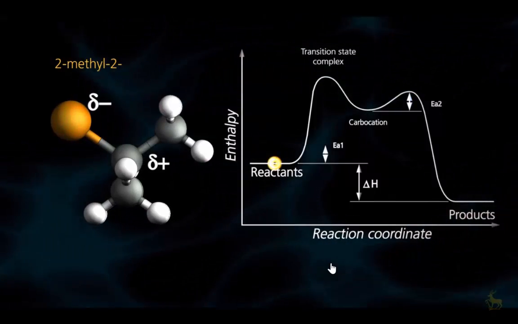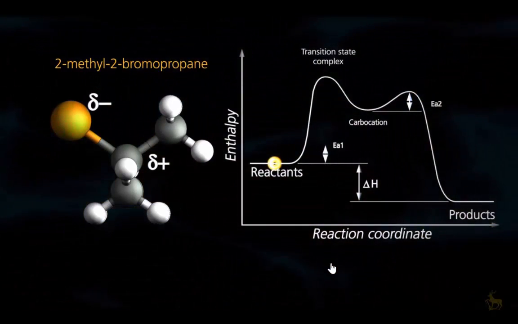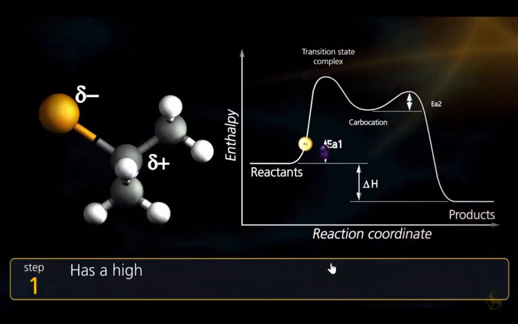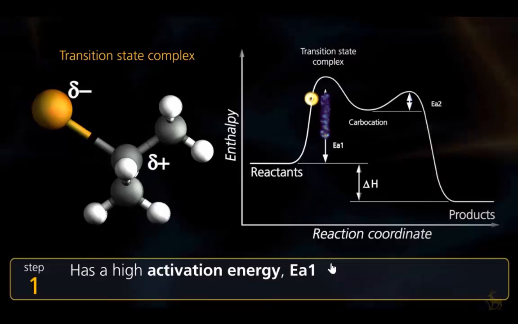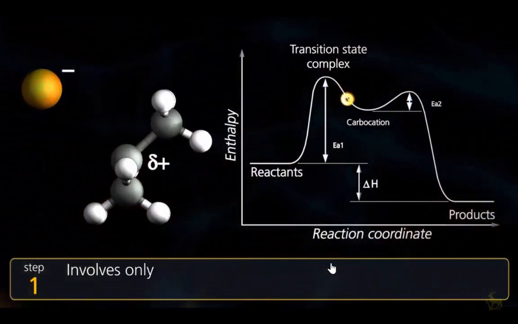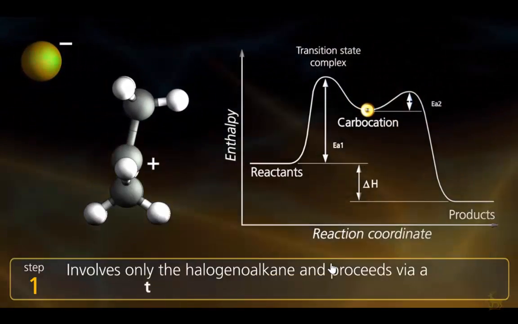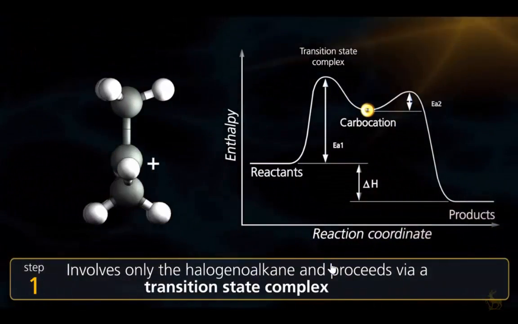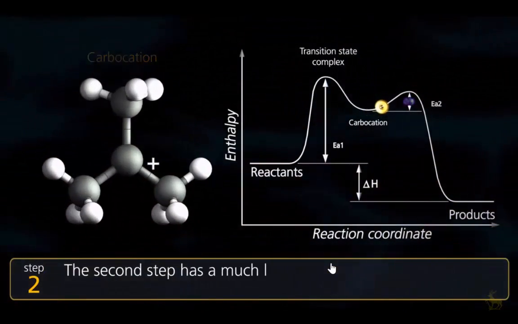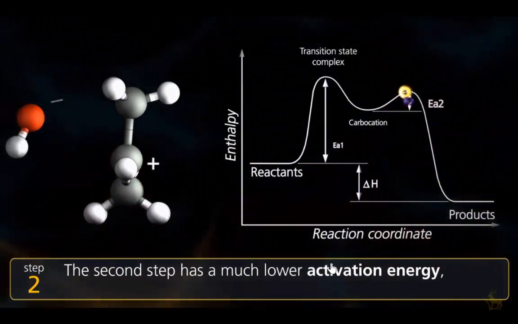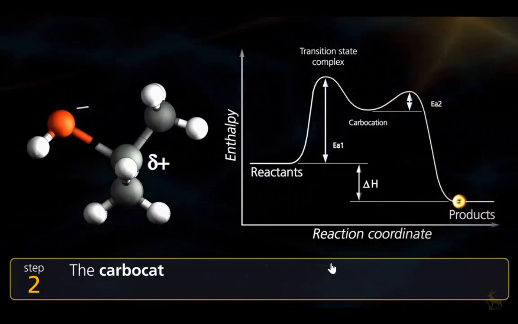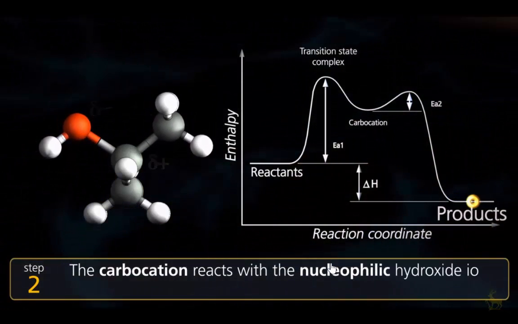It has a two-step enthalpy profile. So now we see our two-step camel hump. The first step, the heterolytic fission of the carbon-bromine bond, has a high activation energy, EA1, and therefore determines the rate of the reaction. The first step involves only the halogenalkane and proceeds via a transition state complex to form a carbocation. The second step has a much lower activation energy, EA2, and hence is considerably faster than the first step. The carbocation reacts with the nucleophilic hydroxide ion.